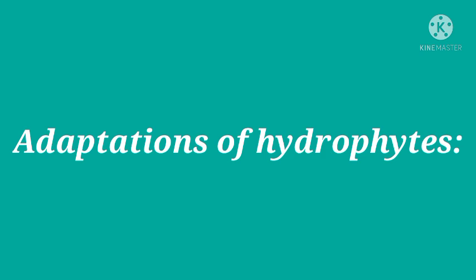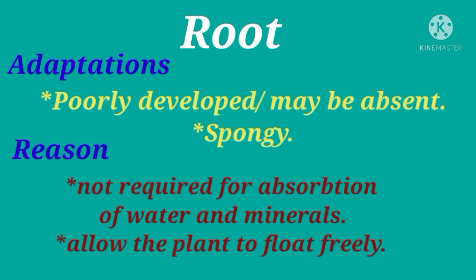In the case of roots, how are they adapted? Yes, the roots are poorly developed and sometimes they may be absent, and the roots are spongy. Why do we have these adaptations? The reason for these adaptations is that roots are not required for absorption of water and nutrients. And these roots do not allow the plant to float freely also. If it has a long root or a strong root, it will not allow the plant to float freely. That's why the root is adapted like this. They are poorly developed and they are spongy.